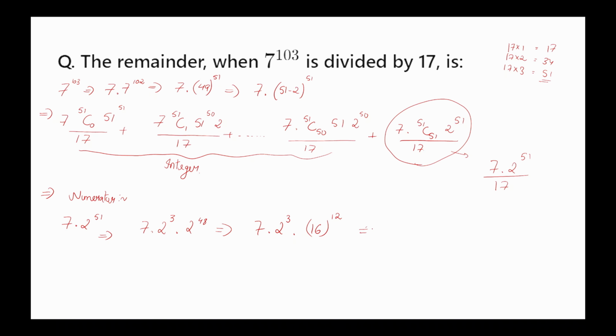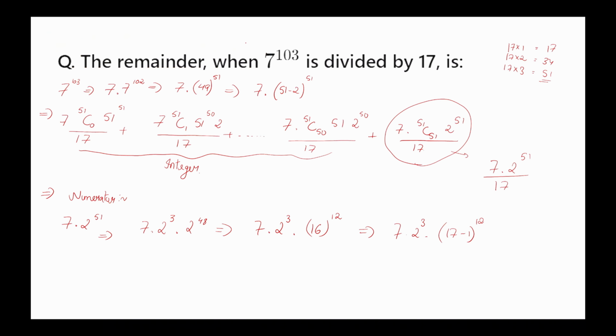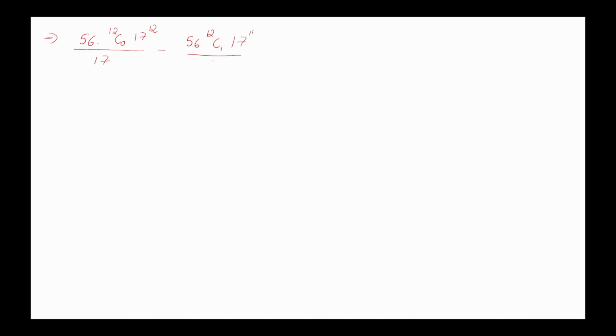Now this entire thing can be written as 7 into 2 to the power 3 into 17 minus 1 to the power 12. Now let me open this binomial expansion divided by 17 and let's see what we are getting. So this would basically become 56 into 12C0, 17 to the power 12 upon 17 minus 56 into 12C1, 17 to the power 11, and we have a 1 there. So of course we've taken our minus 1 outside.